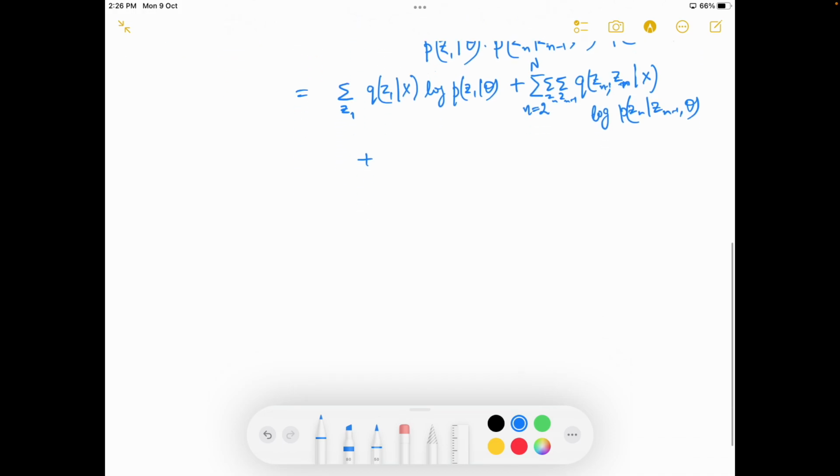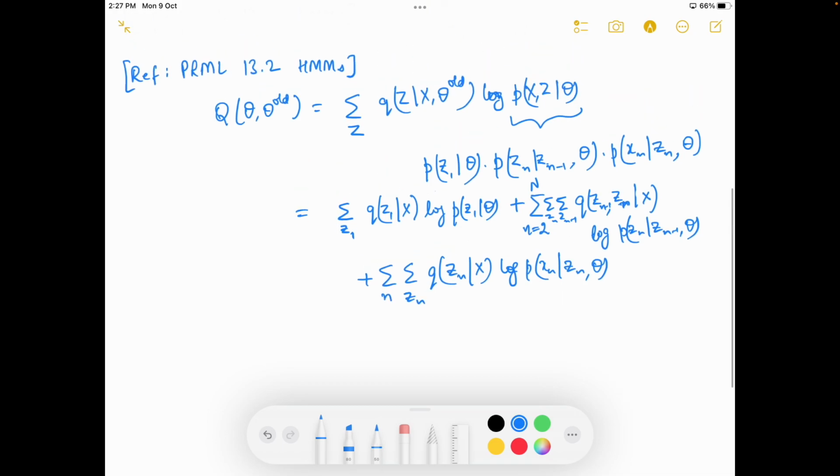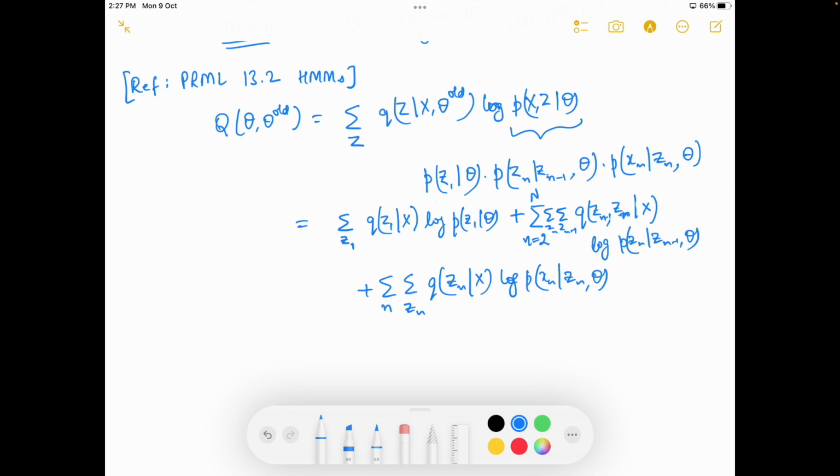So it becomes q of zn given x, log of p of xn given zn comma theta, summed over zn, and also summed over n. N goes from 1 to capital N, all the n's are covered. This is my objective function which I want to maximize. Is this clear? Any doubts here? Any confusions?